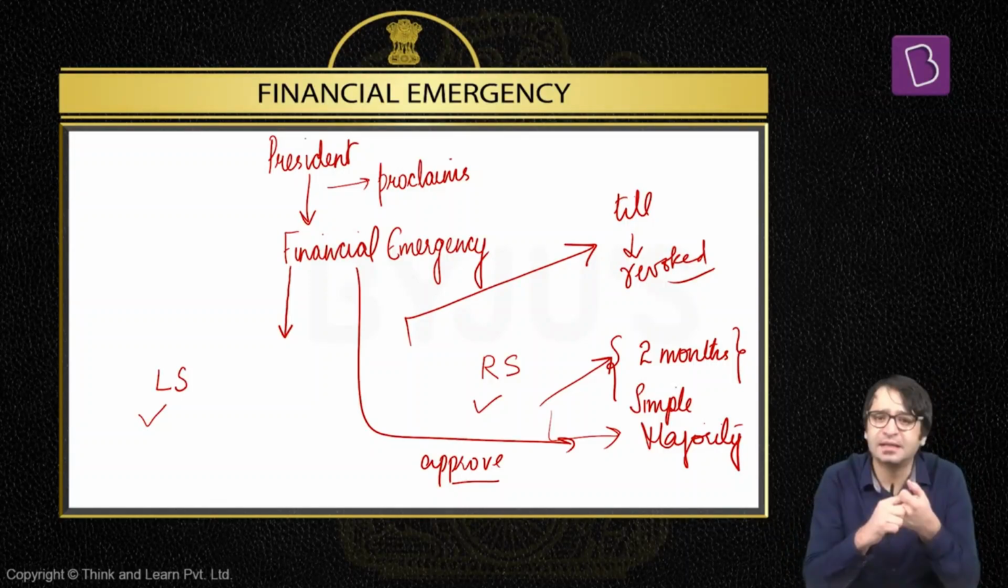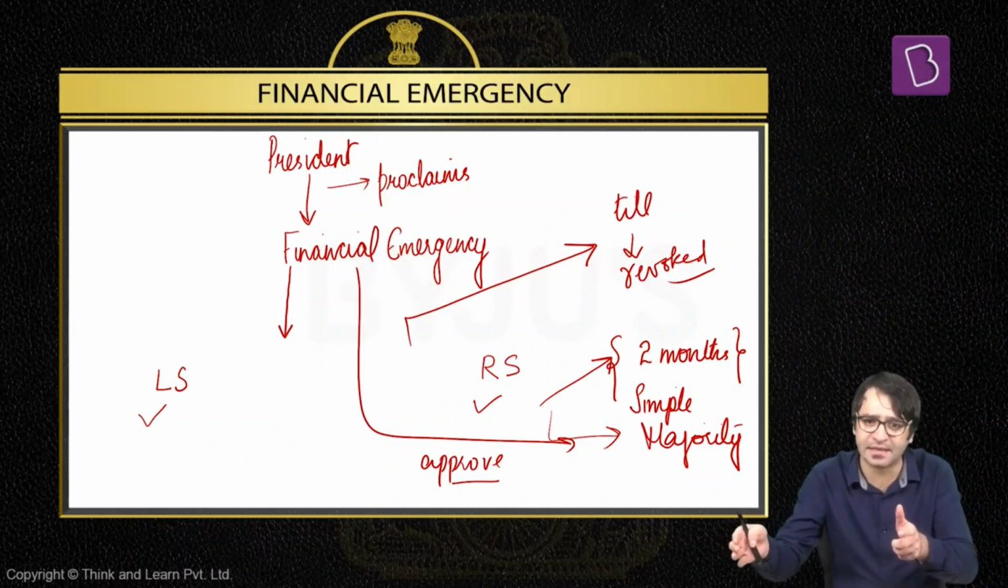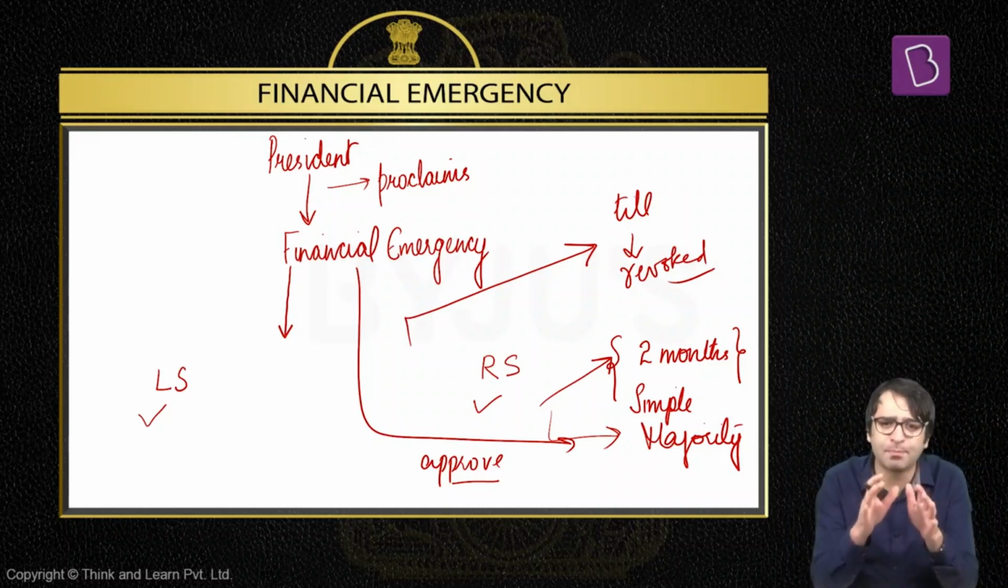That means like national emergency, it need not be approved by parliament every 6 months. And unlike president's rule, there is no upper limit, because president's rule has an upper limit of 3 years beyond which it cannot continue in a state. Financial emergency once imposed by the president on the advice of the Prime Minister and the cabinet can continue forever and ever unless and until it is revoked by the president. That means there is no upper limit on the number of years or the duration of this financial emergency.